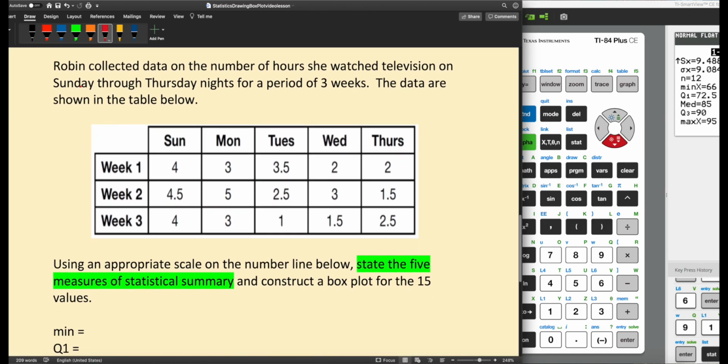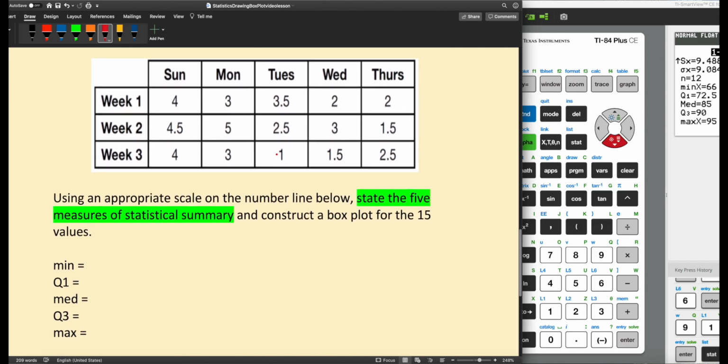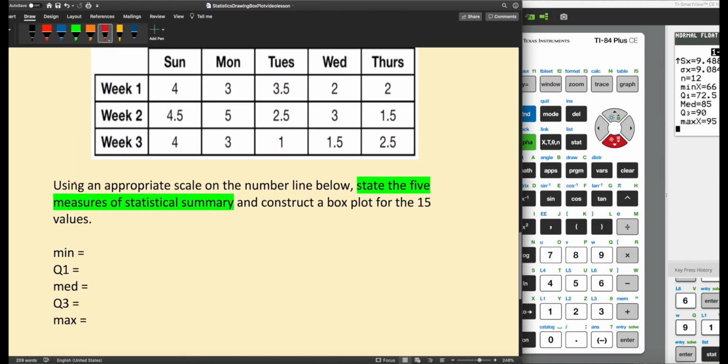Okay. Another Regents question. Robin collected data on the numbers of hours she watched television on Sunday through Thursday nights for a period of 3 weeks. The data are shown in the table below. Now it says, using an appropriate scale on the number line below, state the 5 measures of statistical summary and construct a box plot for the 15 values. Once again, the Regents is not going to provide this to you. That I just put there to organize the data. You have to write that on the Regents.